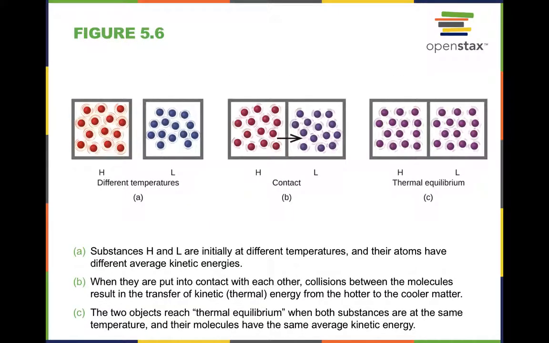So here we have two objects, H and L. H is higher in energy or higher temperature than the L, which is lower. We put them in thermal contact, and now we see energy is flowing from H to L, and then eventually H and L come to the same final temperature.